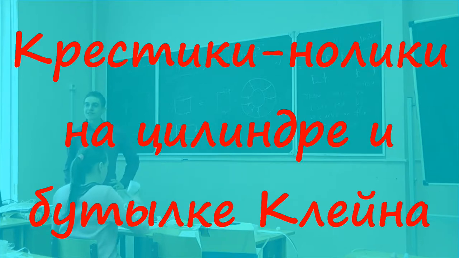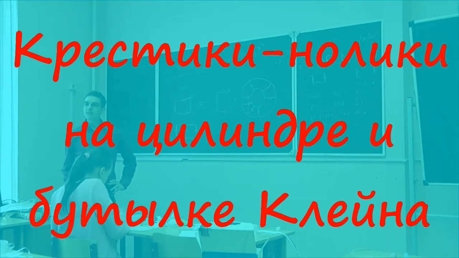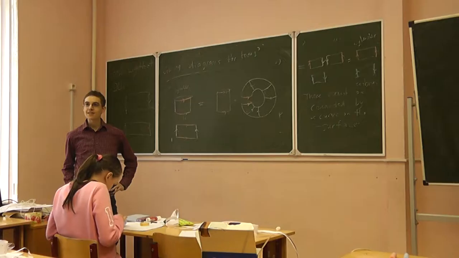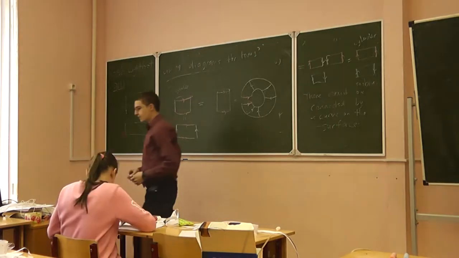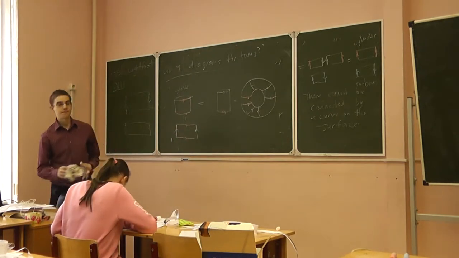I'm not sure what the Russian translation is. In America, they call it tic-tac-toe. Where I'm from, they call it noughts and crosses, zeros and crosses. Yeah, I know Noel and Clist, I don't know if he's... Well, how do you say it? Krestiki-nolici. Okay. So you know ordinary noughts and crosses?